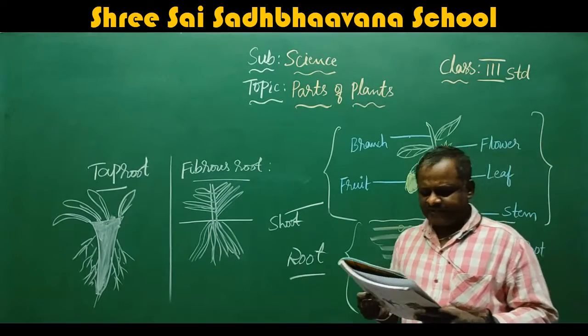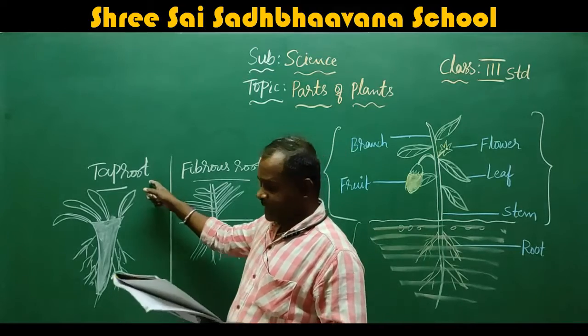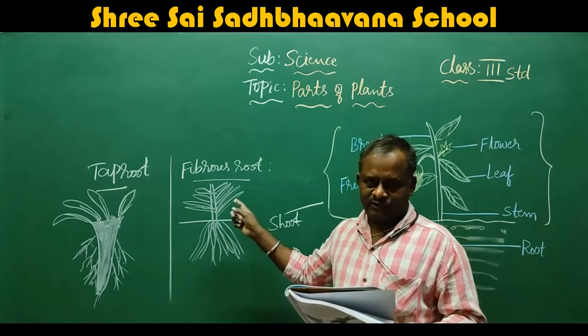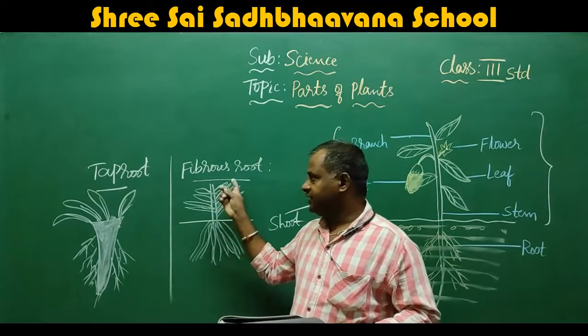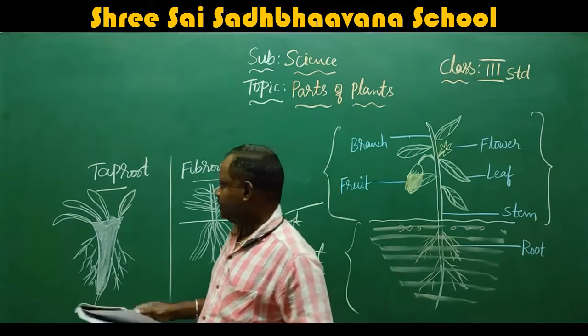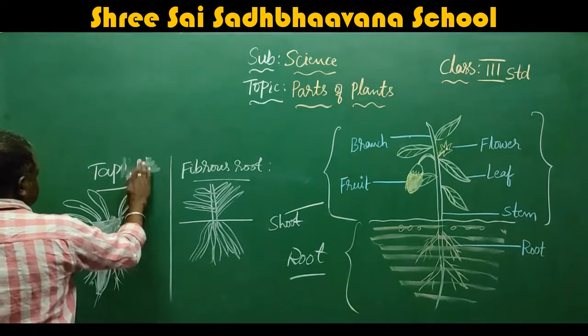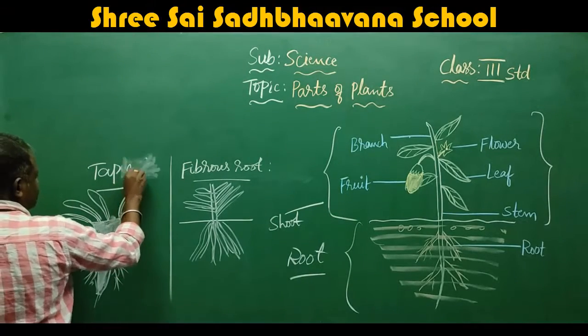There are two types of roots. First one is the taproot, and the second one is the fibrous root system.